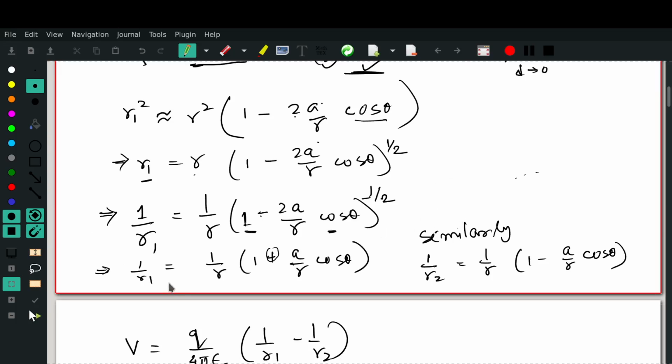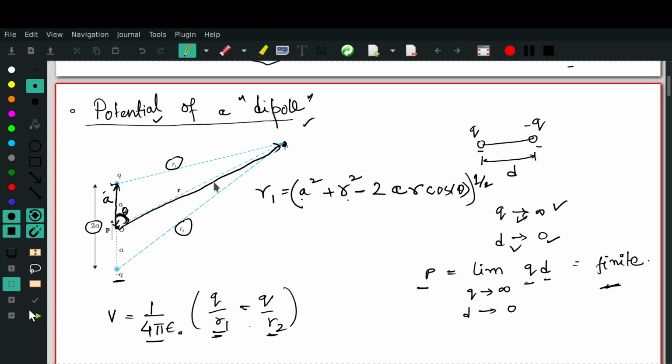So as I have calculated this r1, similarly you could have calculated this 1 by r2 in a similar fashion. The only thing that you will have to check here is that this was the theta, but this is not the theta. This is pi minus theta. So in the cosine's argument, you will put pi minus theta.